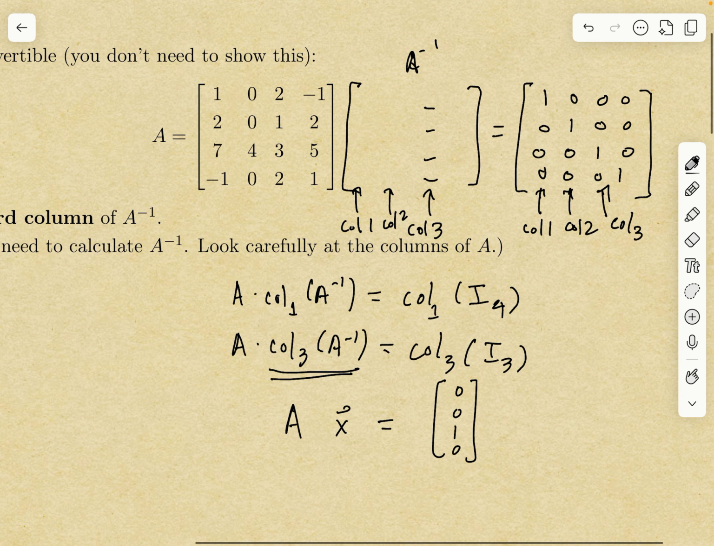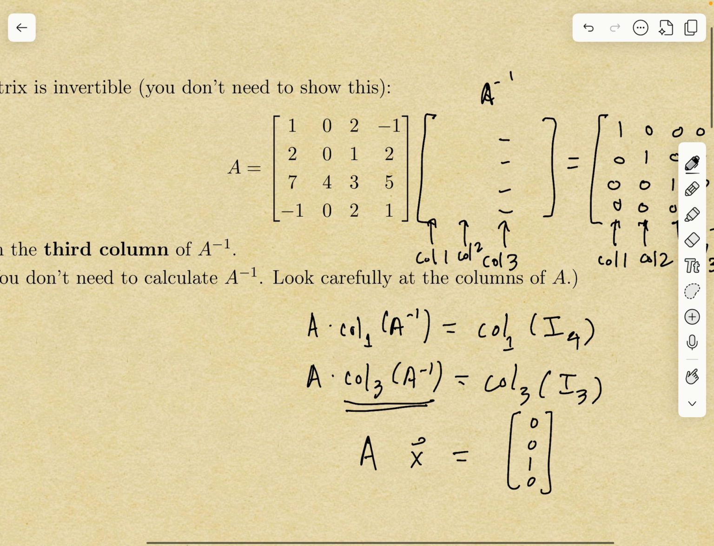Well, let's take a look at the columns of A. One way to do it is to solve the system of equations where you have Ax equals b and b is 0, 0, 1, 0, and then you row reduce. But let's see if we can figure out a faster way of doing it. We know that when you're taking a matrix A and multiplying it by a vector, what you're doing is taking linear combinations of the columns of A. So the question is, what linear combination of the columns of A will give you 0, 0, 1, 0?